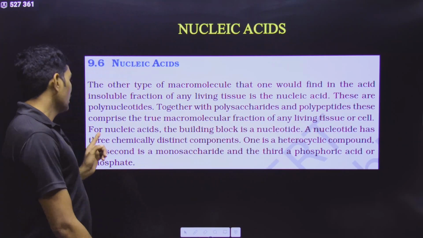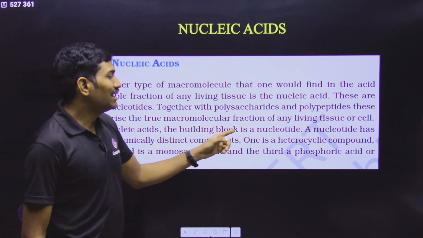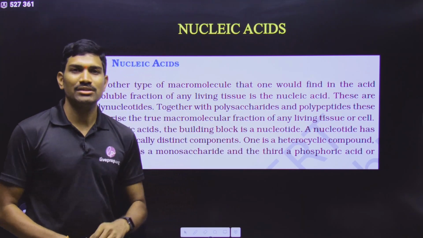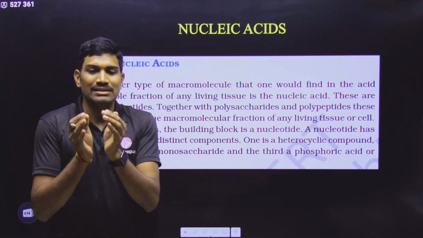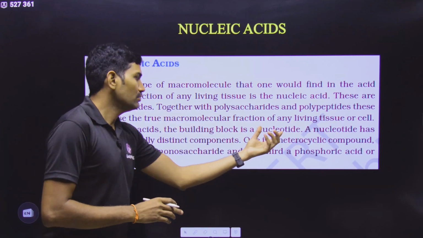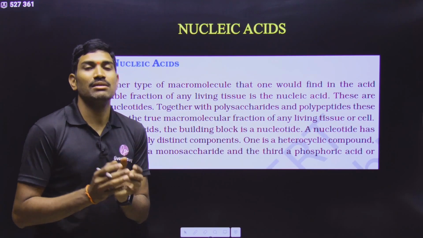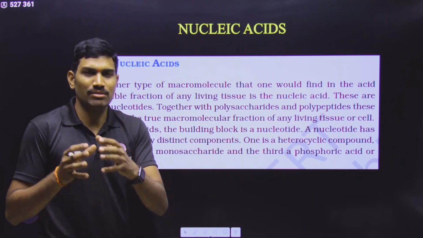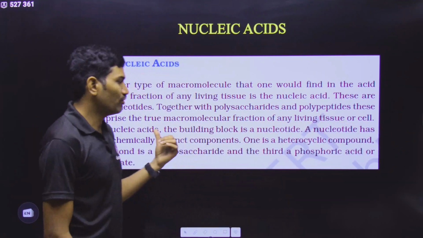Next one. For nucleic acids, the building block is a nucleotide. That means how the nucleic acids are formed. Some repeating units are present. And this repeating unit is called a nucleotide. That's why nucleotide is the building block for the nucleic acid. That means many nucleotides are attached to form the nucleic acid.